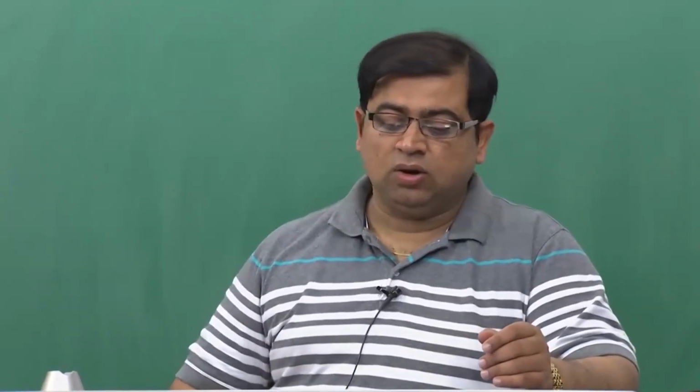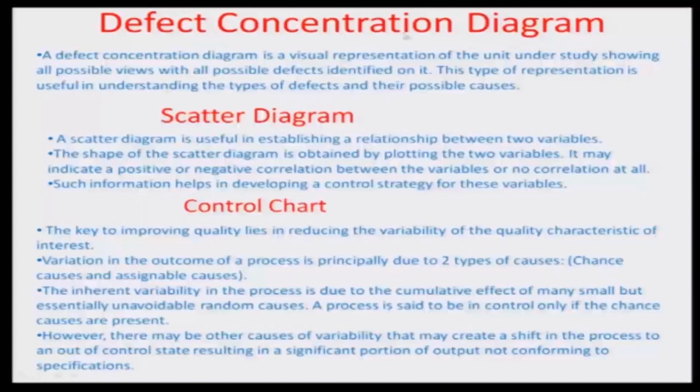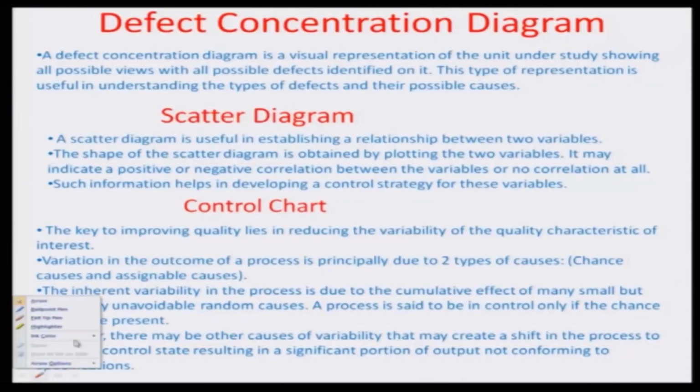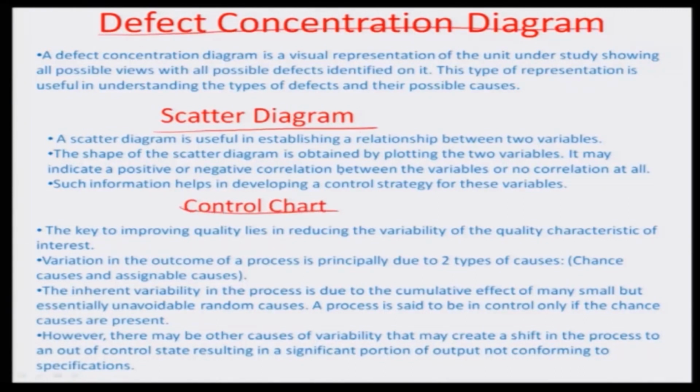One is the defect concentration diagram, the scatter diagram and the control charts, which again would have a very detailed introduction and analysis as to how these are to be plotted, because it is really giving a real time sense of control of quality on the process level. So let us look at the defect concentration diagram.